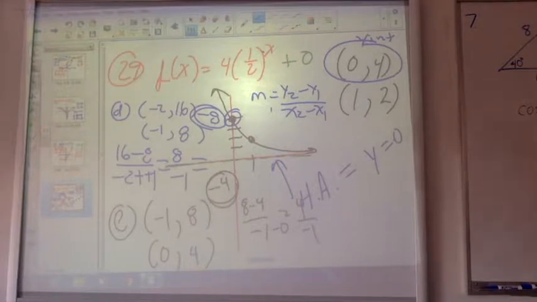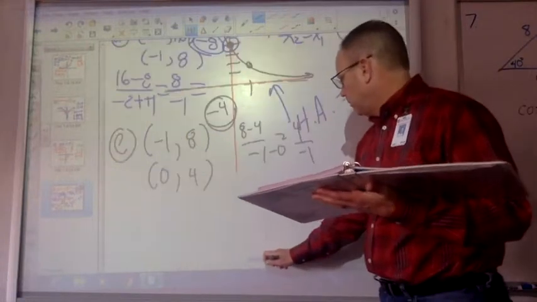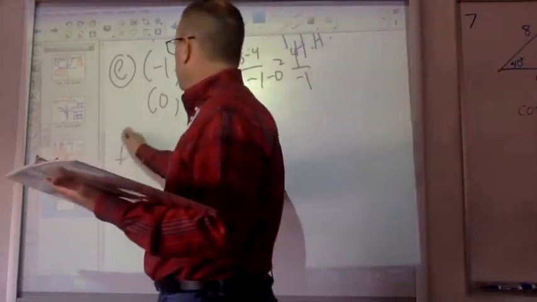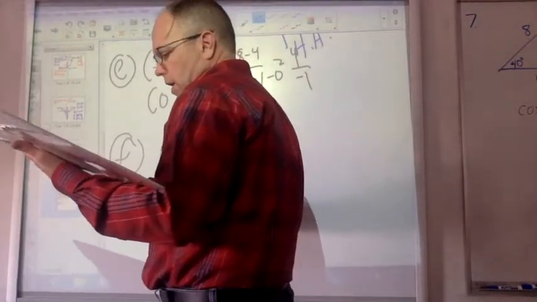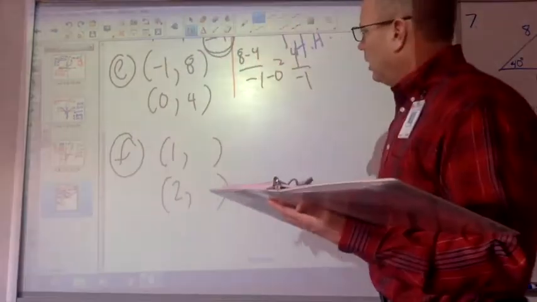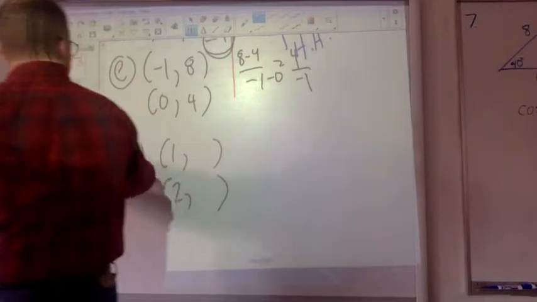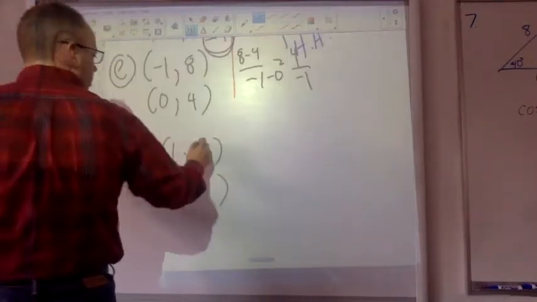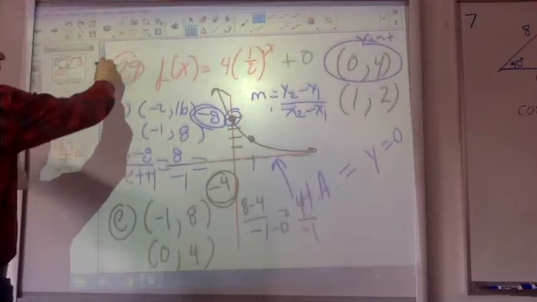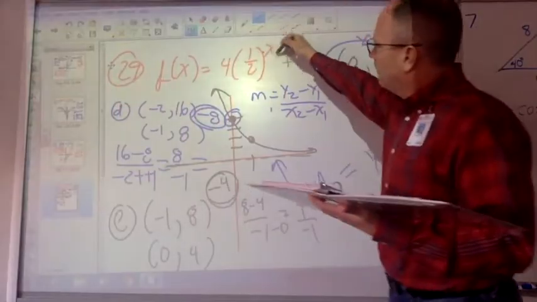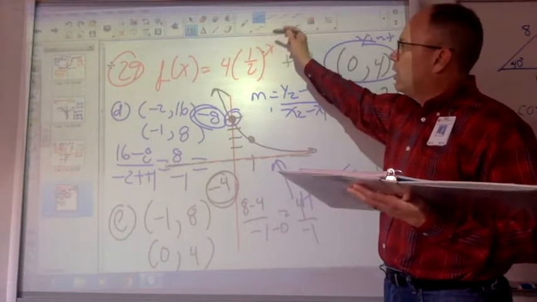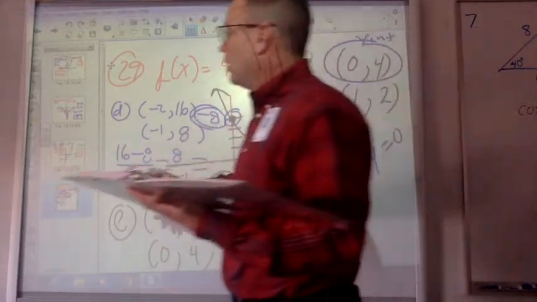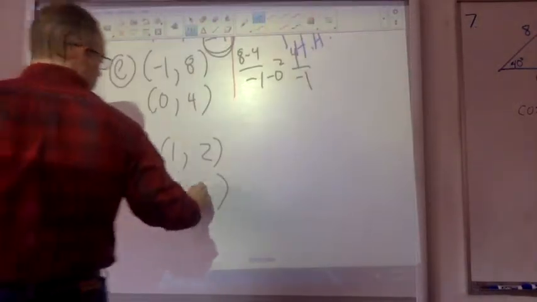And then letter F, rate of change from 1 to 2. So let's just spin this page. So letter F, we want to go from 1 to 2. One of the points I chose up there was 1 comma 2. If I plug 2 into my original, I get 1/2 to the second power, which is 1/2 times 1/2, which is 1/4. 1/4 of 4 is 1.